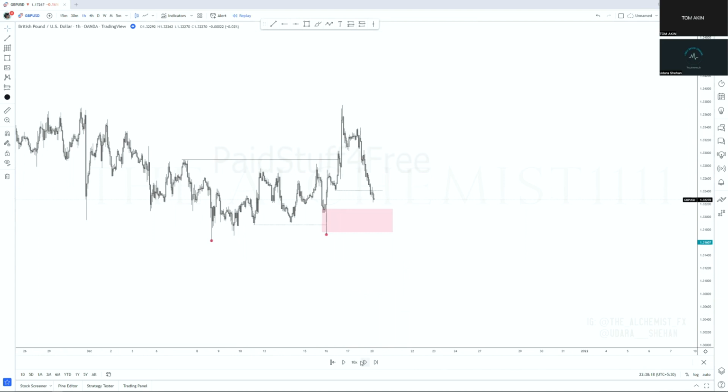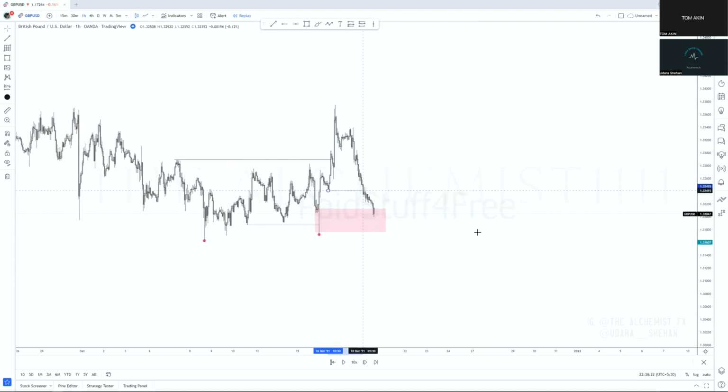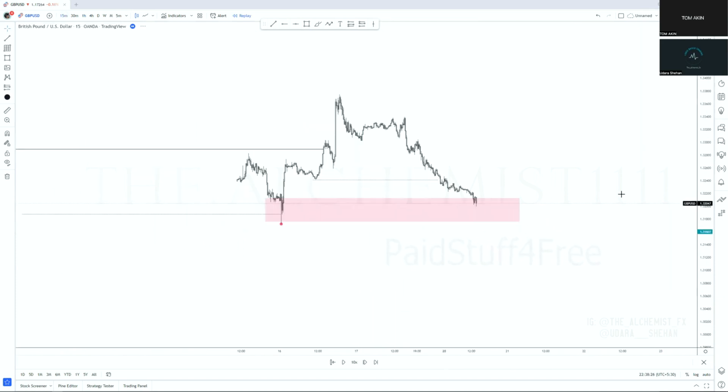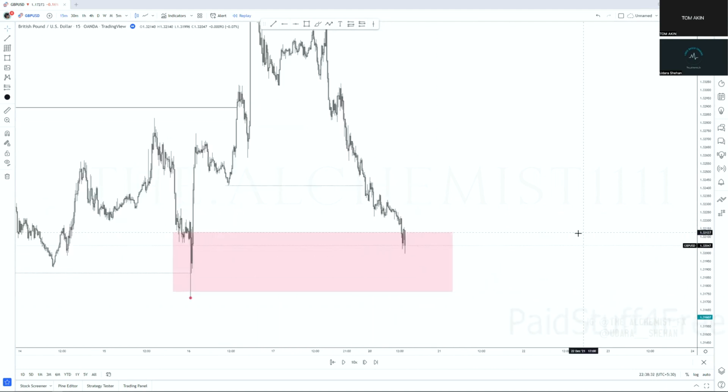Okay, there comes the drop. There it entered the zone of interest. Now what do we wait for? We wait for a bullish breakout. Why? Because are we going to take any sells inside of this zone? No, it's a buy zone. So why would we look for sells?